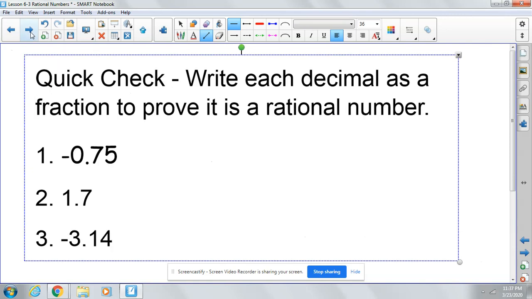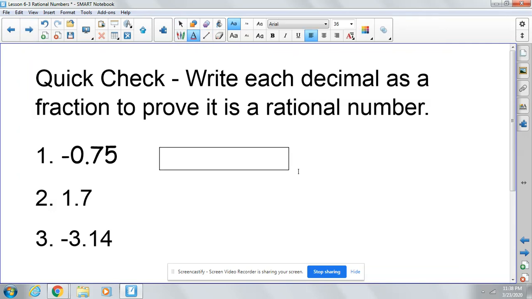Okay, this is a quick check. If you want some extra practice on your own, you need to write each decimal as a fraction to prove it is a rational number. So, you guys can take a minute or two. You can pause this video and practice this on your own if you want. I will go ahead and tell you the correct answers.